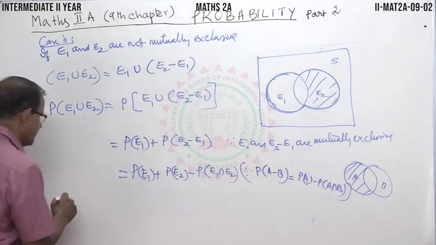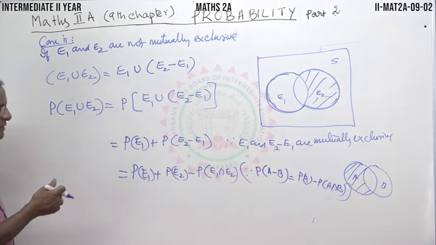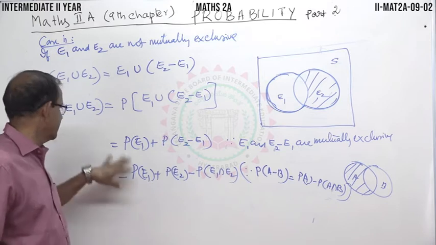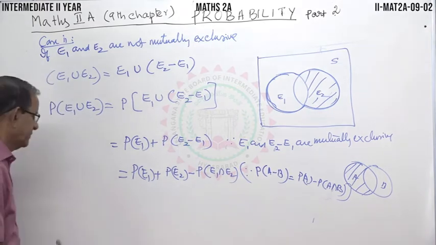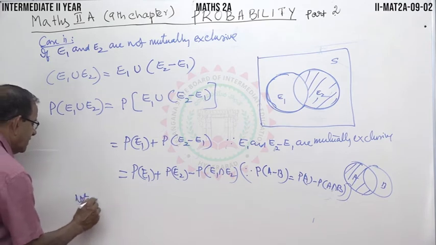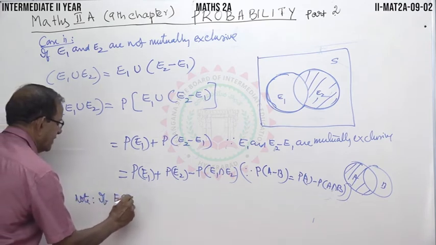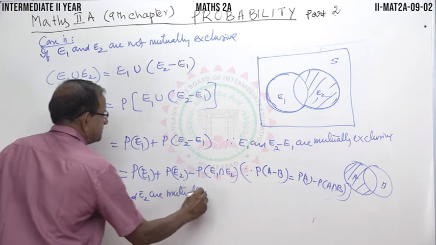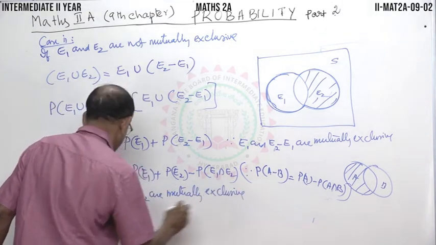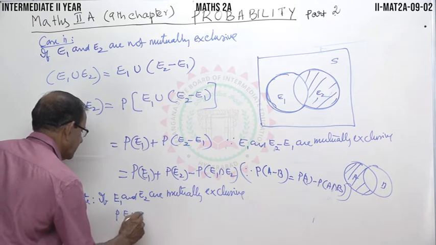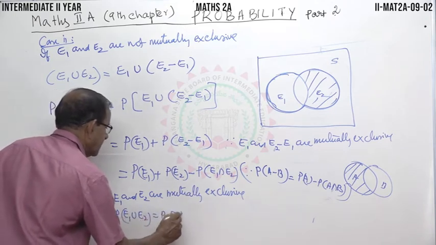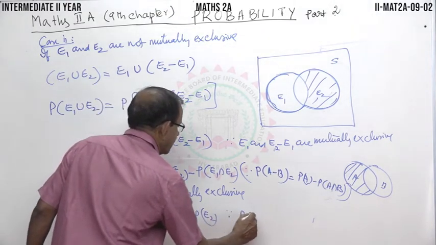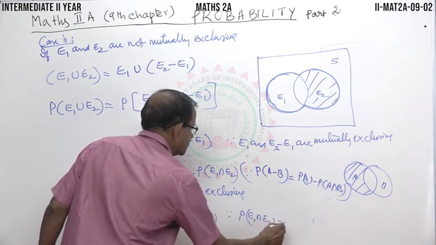Now there is a note also for this. Suppose if they are mutually exclusive, P of E1 intersection E2 is 0. So then P of E1 union E2 is equal to P of E1 plus P of E2. Note, if E1 and E2 are mutually exclusive, P of E1 union E2 is equal to P of E1 plus P of E2, because P of E1 intersection E2 is equal to 0.